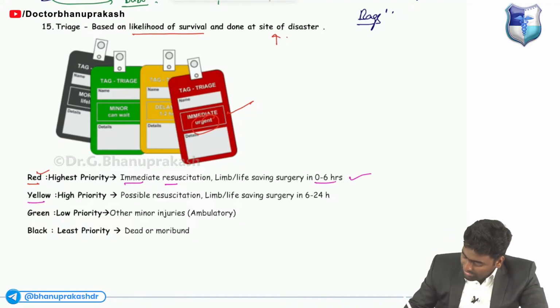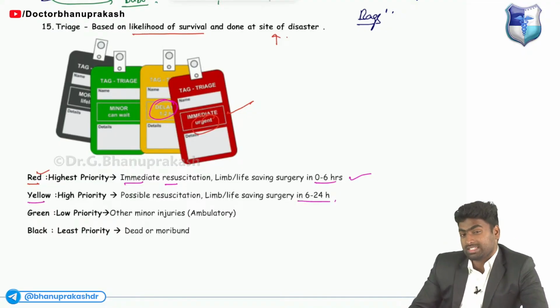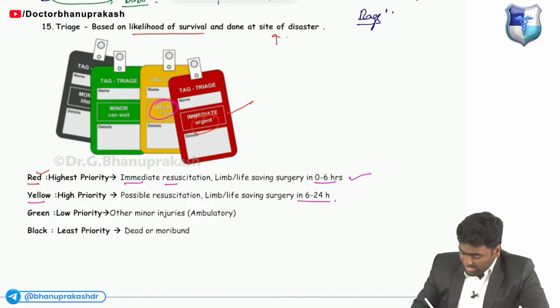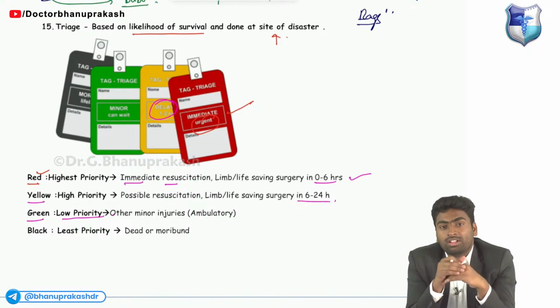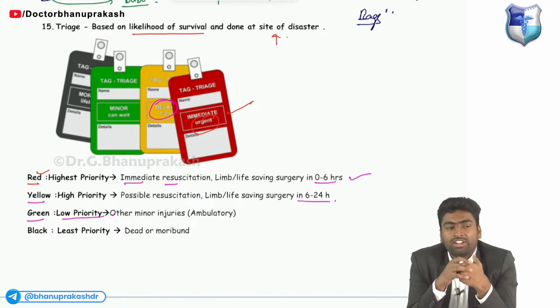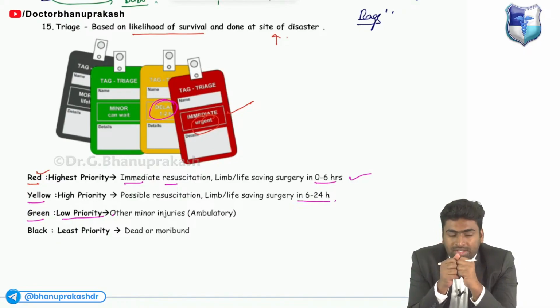Next about yellow, they can wait. They can delay it for a few hours, and they need surgery within 6 to 24 hours. Next about green, they are low priority. Those who say, "Sir, 2 दिन से बुखार है," means they have had fever for 2 days, and they will come to the emergency. Literally the patients will come like this.